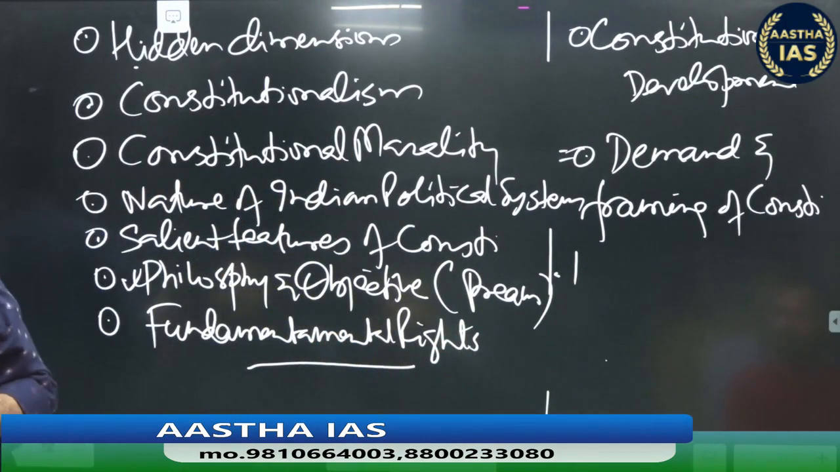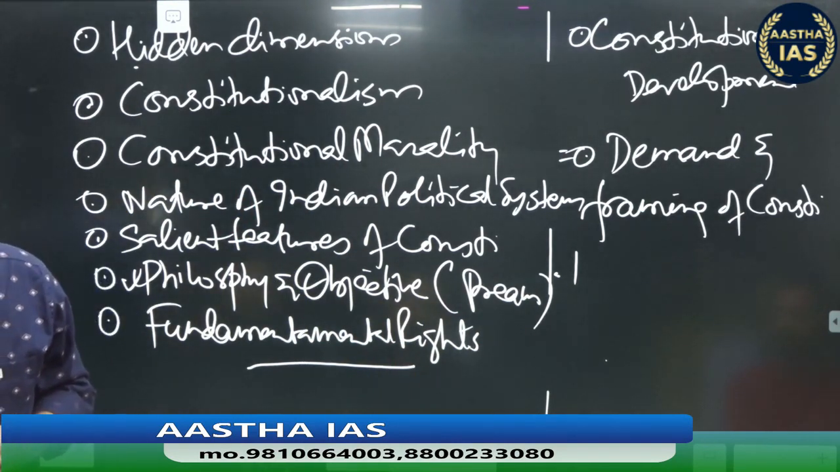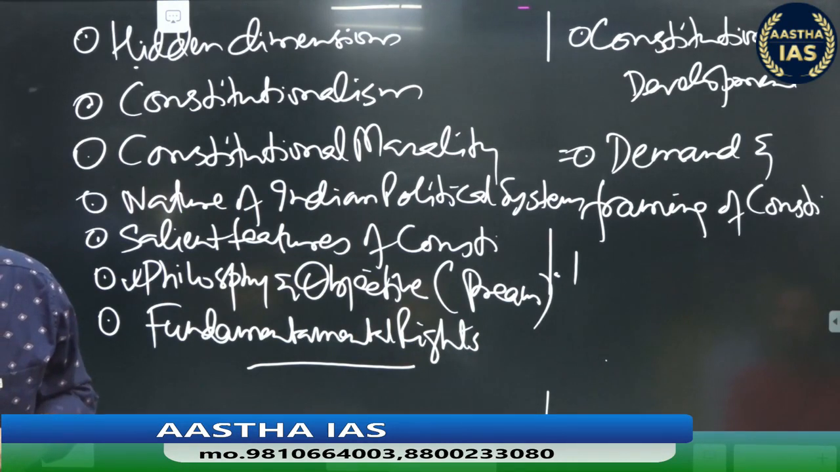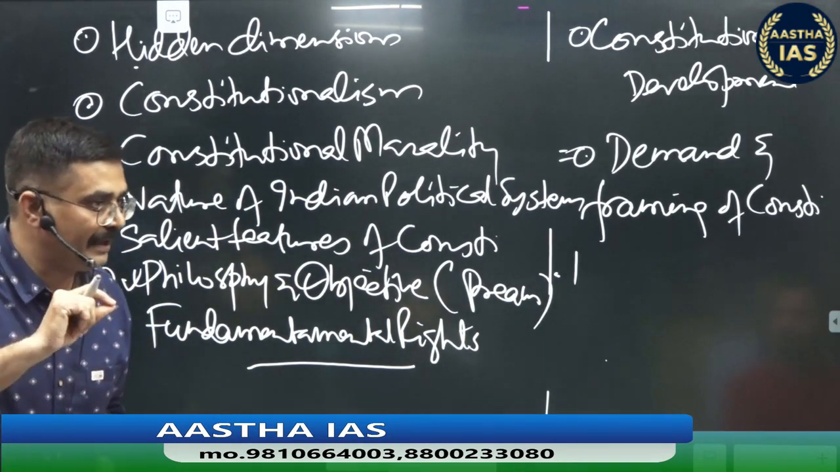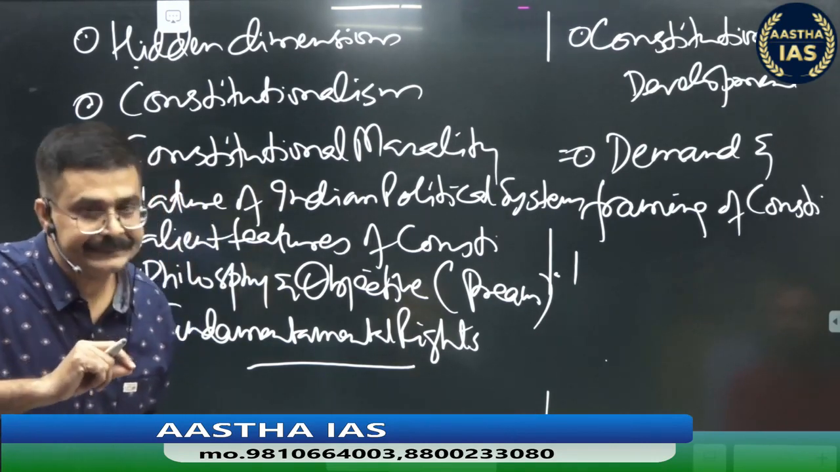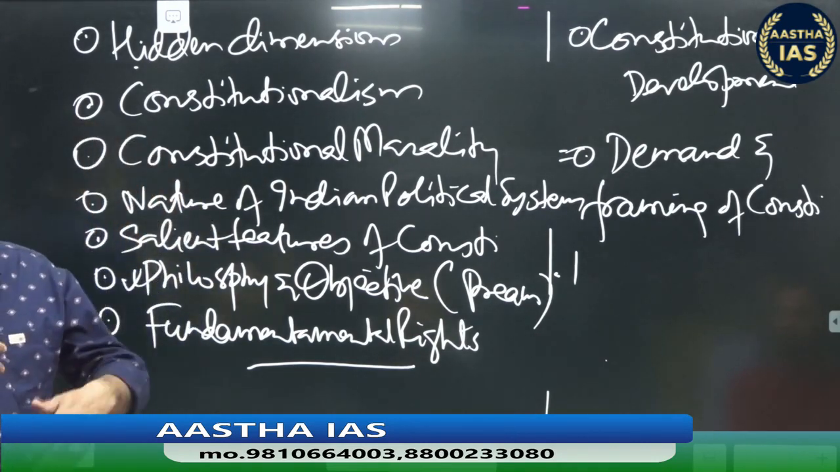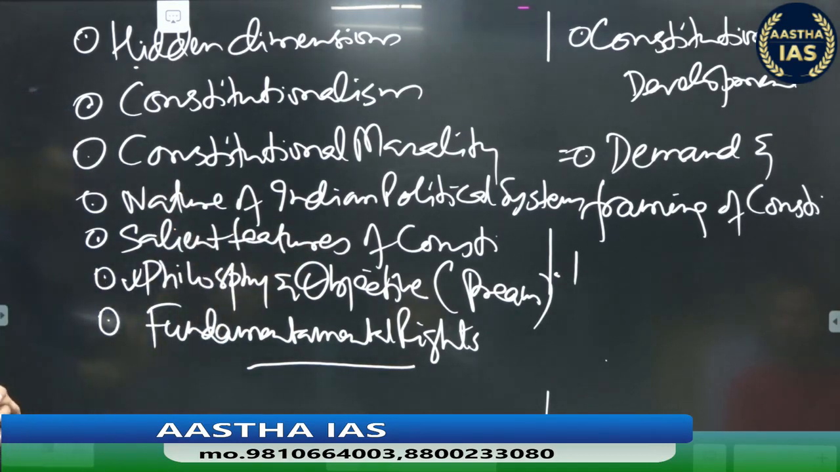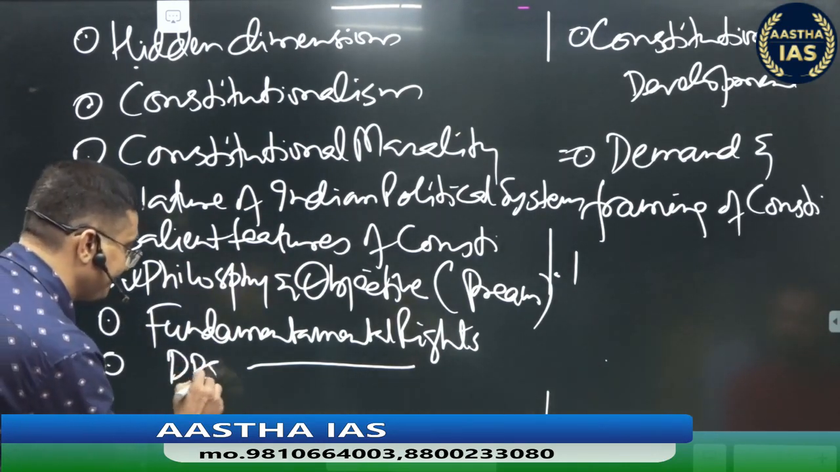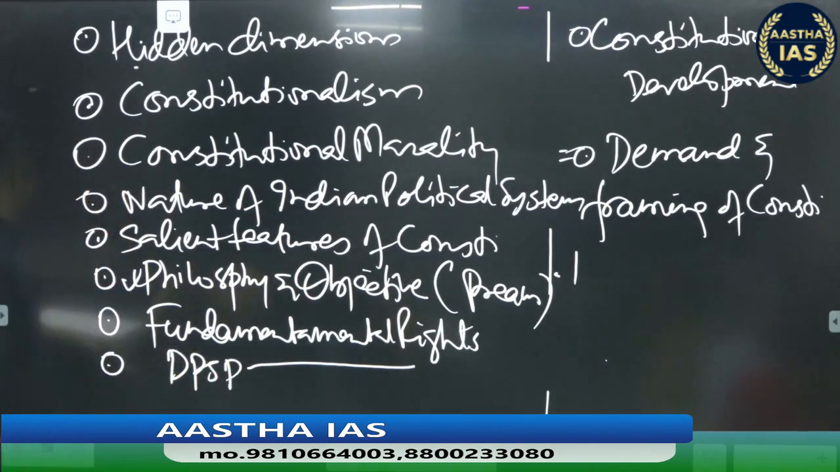But we'll find that the state happens to be a participant in the development of people. The state is also a partner in the development of the people. What work does it do? In the course of discussion, I'll give n number of examples for that. So another important thing that will appear is DPSP, the Directive Principles of State Policy.